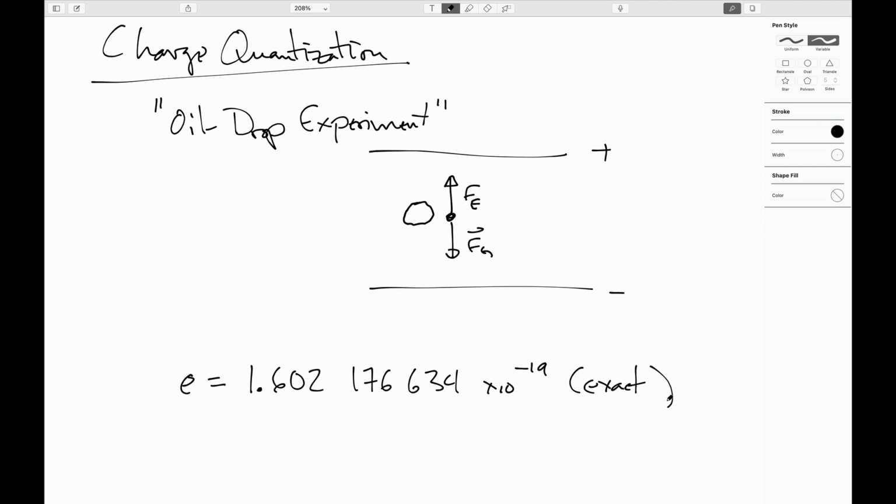And he was able to show that whatever charge you had on the oil drop, it was equal to E, 2E, 3E, negative E, negative 2E, negative 3E. 0 is certainly a possibility as well. It'd be neutral and it'd just fall. But it always came in these integer multiples of E. If something comes in integer multiples of something, we say that it is quantized.